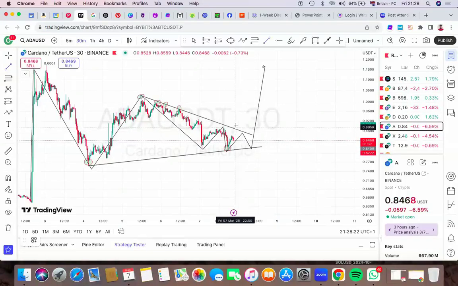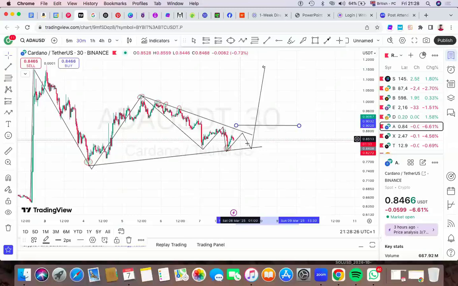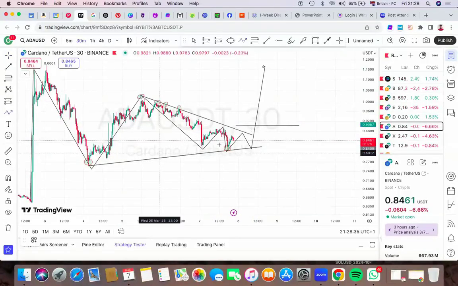You want to wait for a confirmation around here. You allow it to break out here already, then it will create a new support from here. Once it breaks out of here, and you see that it has broken out, you want to wait for the market to do this, and then you take your trade from here.